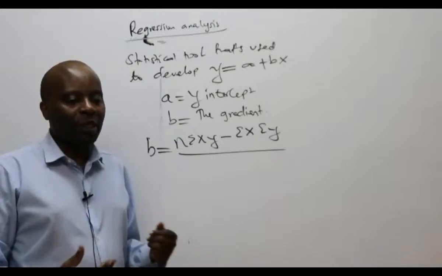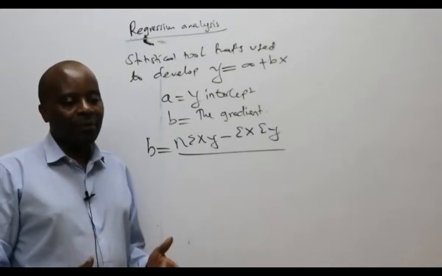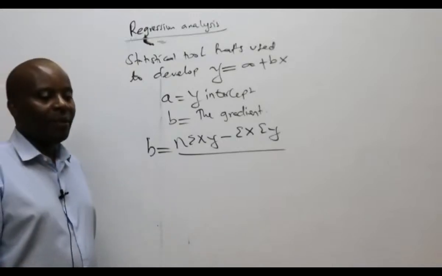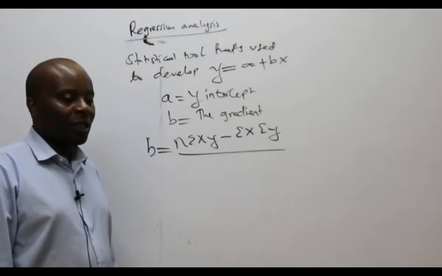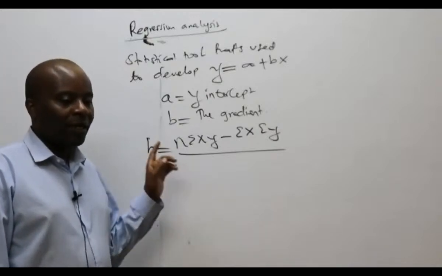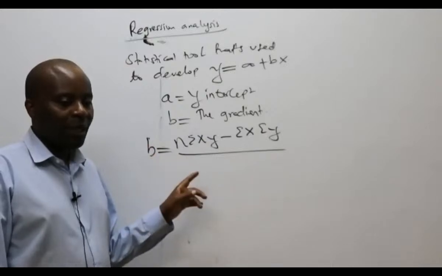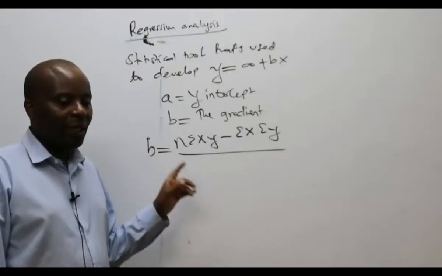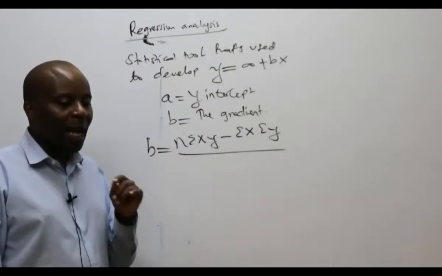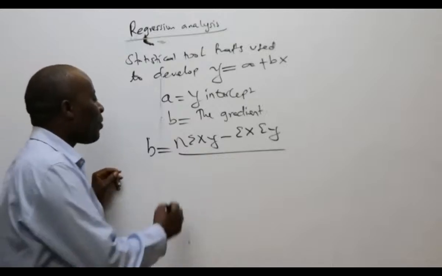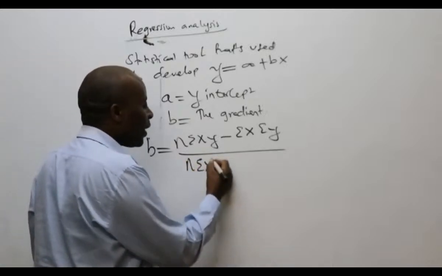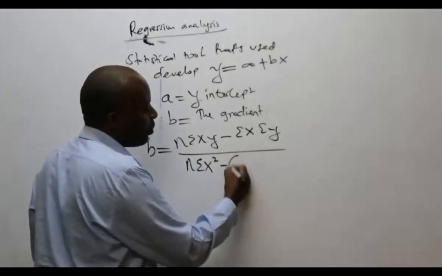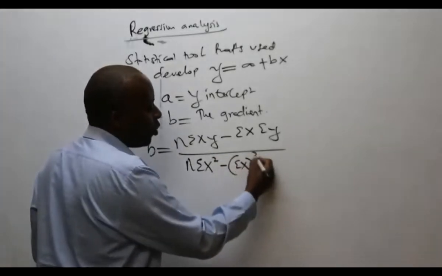Creativity is important. So this is the formula of getting the numerator of B. How about, in this case here, the denominator? You can see what Bwana Amaya is saying. Amaya anasema kwamba to get the denominator here, we shall be taking N summations of X squared minus, into bracket, summation of X, whole squared.